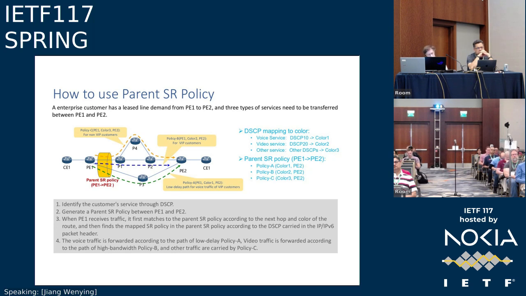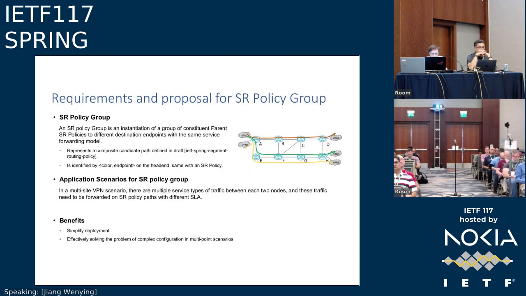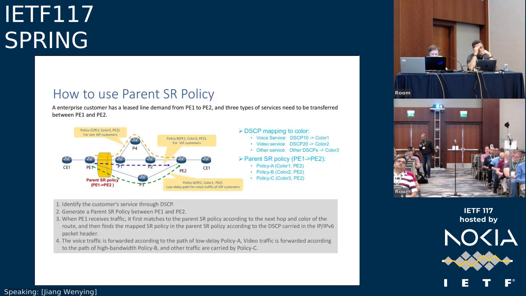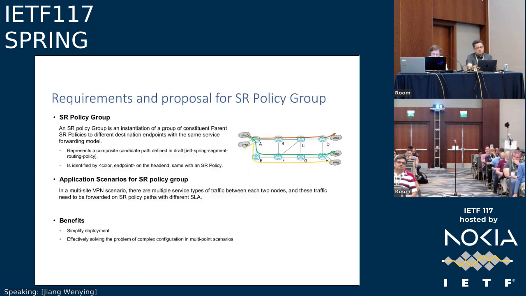The voice traffic is forwarded according to the path of low delay policy A, and video traffic is forwarded according to the path of high bandwidth policy B, and other traffic is carried by policy C. From this example, we can see that the parent ESTA policy can be well applied to scenarios where there are multiple different service traffic flows transferred between two sites. However, in reality, we found that VPN tenants often have multiple sites, with more than 10 sites being very common. Next page, please.